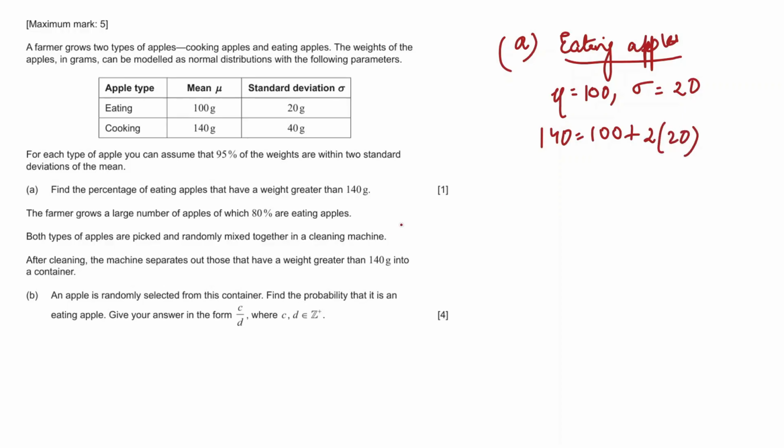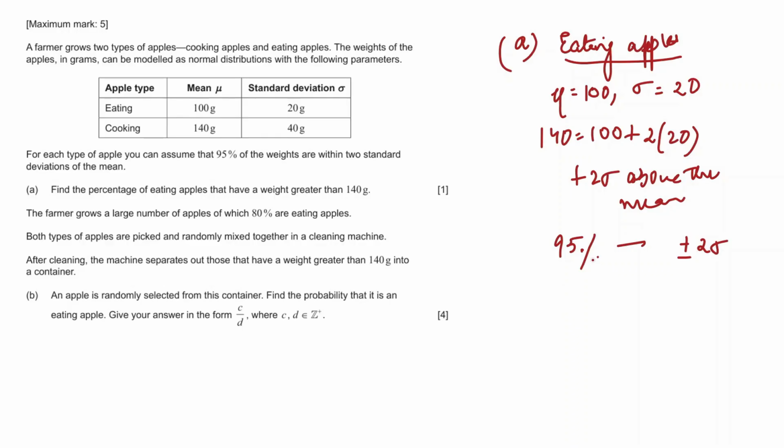So 140 grams is exactly plus 2 sigma above the mean, right? We can say that. Now, the next step is that we'll use the 95% rule. Now, what do we know? That 95% of values lie within this plus minus 2 sigma, right?